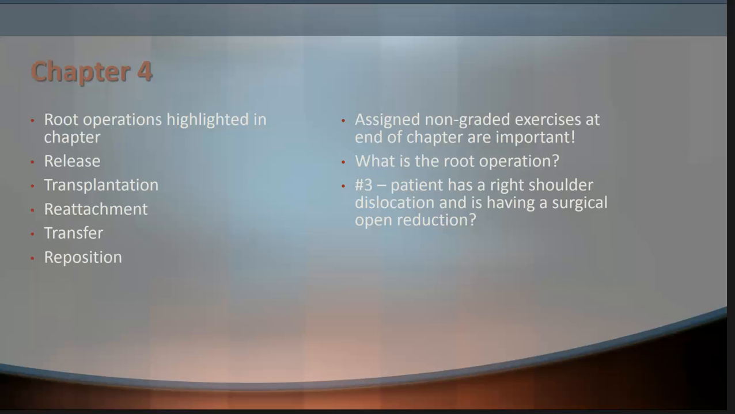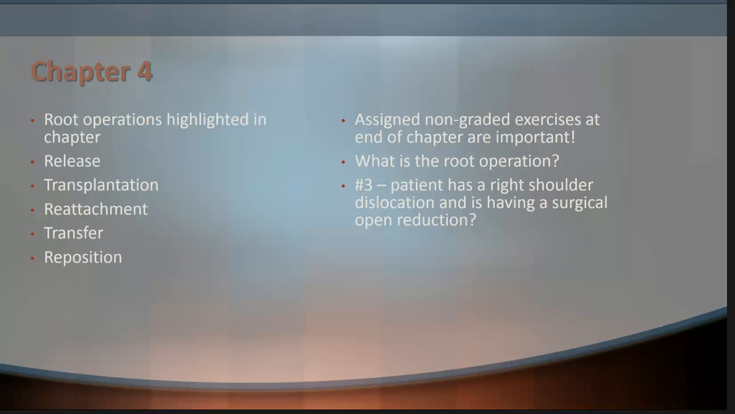I just want to mention it's also very important that you are really taking the time to code the non-graded exercises at the end of the chapter. As we get further into the semester, some of those exercises will be used for graded events, and you'll be given that information for your assignments. But again, as I stated in the part 1 presentation, the best way I know how for you to learn to code is by coding. And the only way you learn to code is by coding exercises.